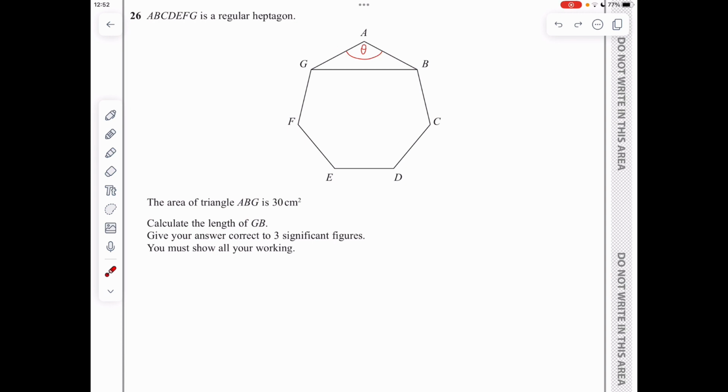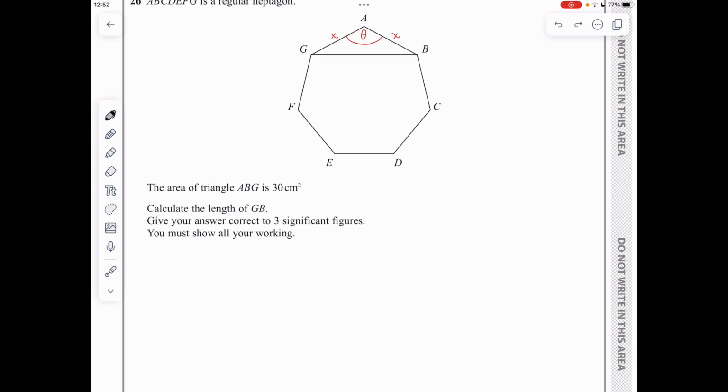I could call those x, and therefore I could start by saying that the area of the triangle ABG is simply a half AB sine theta, so a half times x times x times sine of theta.